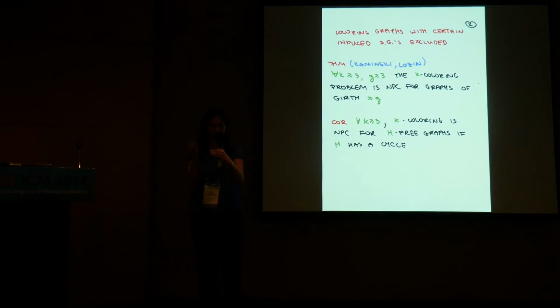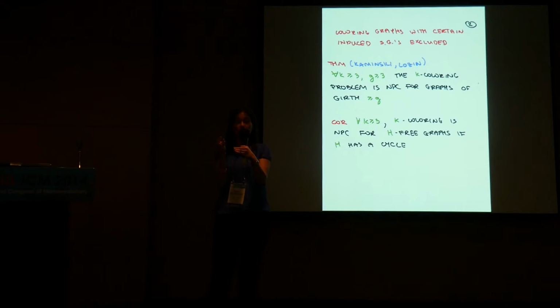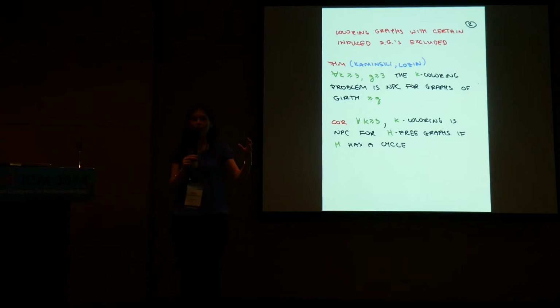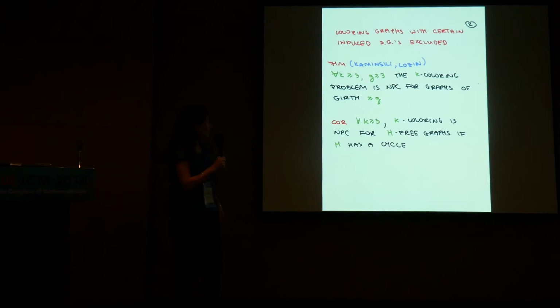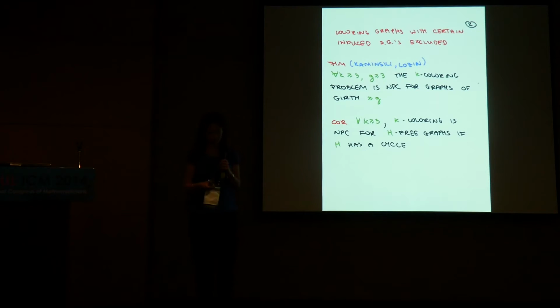Say here's a little graph on 10 vertices I'm excluding. Well, let's look at all graphs of girth at least 11. Slow down. So if I'm excluding a little graph that has a cycle, here's a graph on 10 vertices I'm excluding, and it has a cycle. Now let's look at all graphs of girth at least 11. Well, they will not contain my little graph H because my little graph H has a cycle, which has at most 10 vertices. But on the other hand, Kaminsky and Lozhin tell me that k-coloring graphs of girth at least 11 is NP-complete. So excluding anything with a cycle doesn't help.